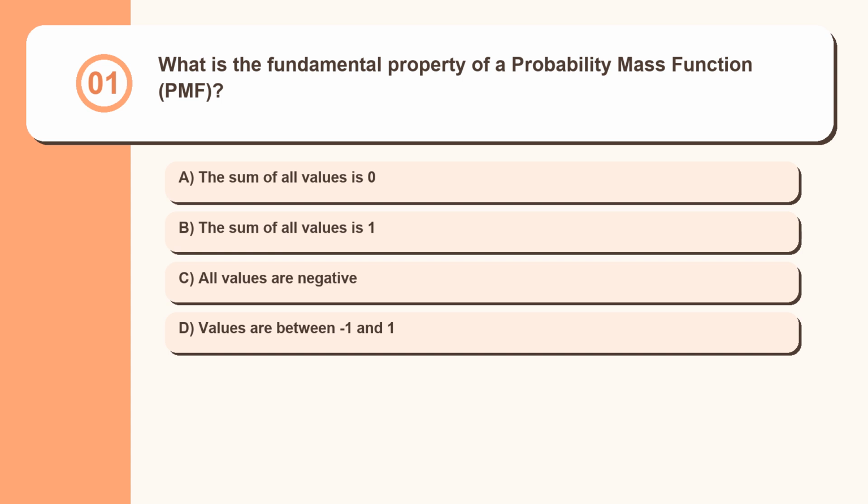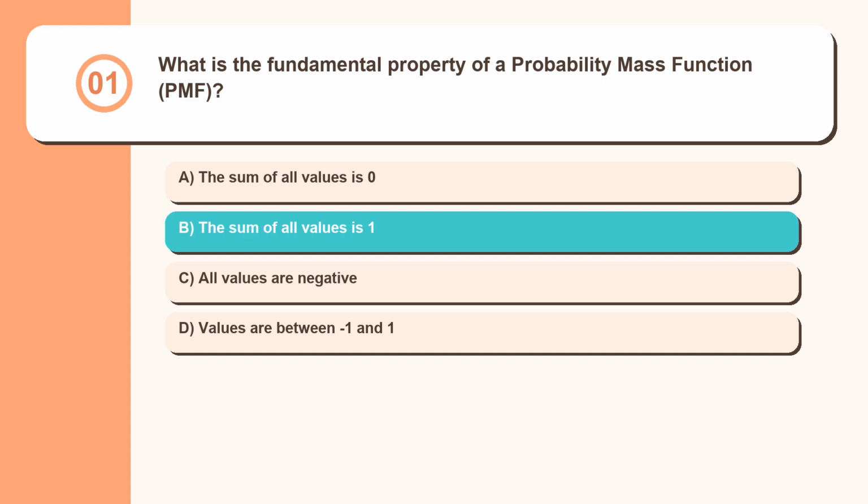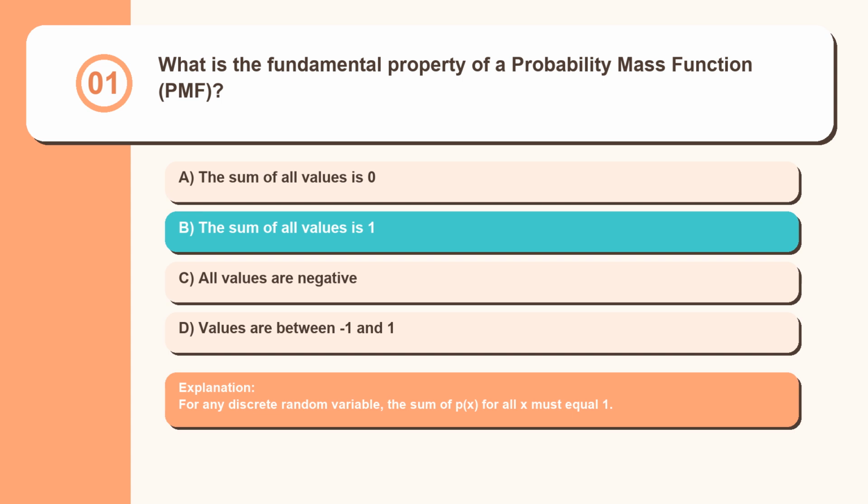Question 1. What is the fundamental property of a probability mass function, PMF? The sum of all values is 0. The sum of all values is 1. All values are negative. Values are between -1 and 1. For any discrete random variable, the sum of p(x) for all x must equal 1.